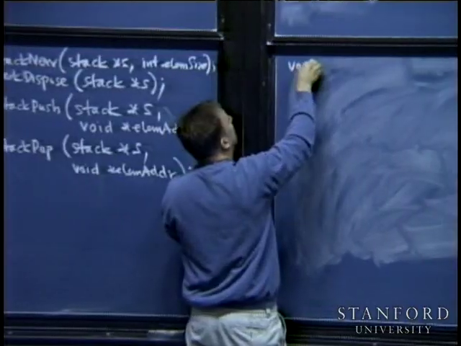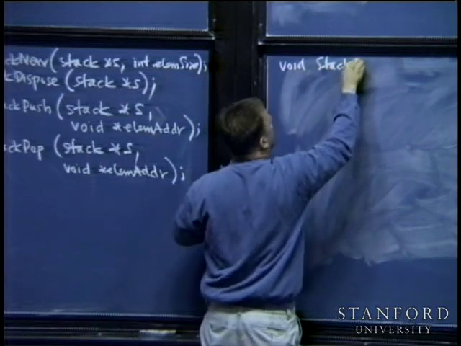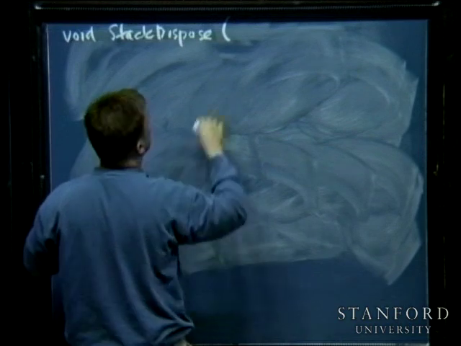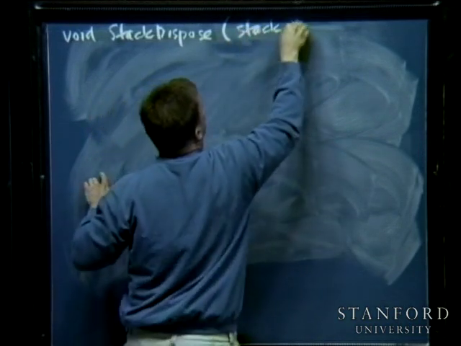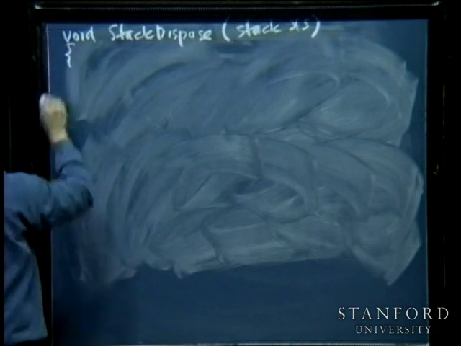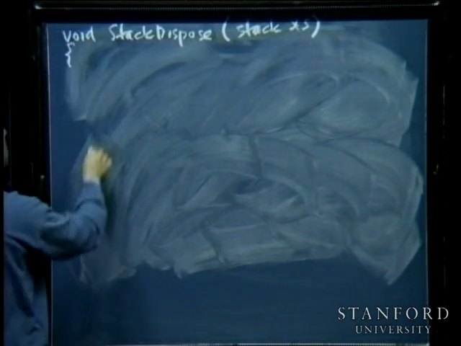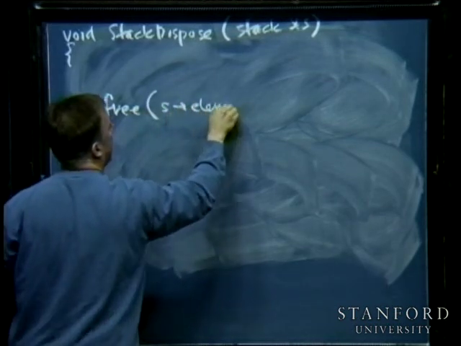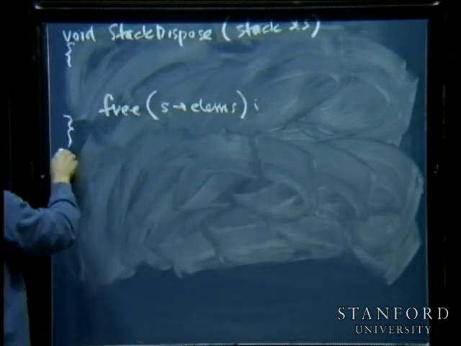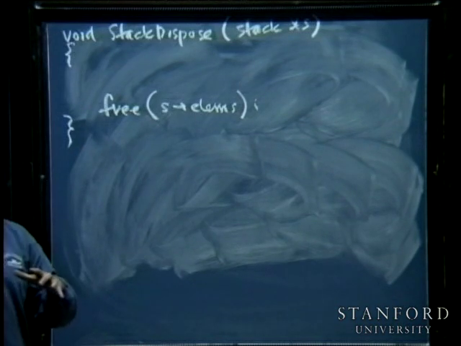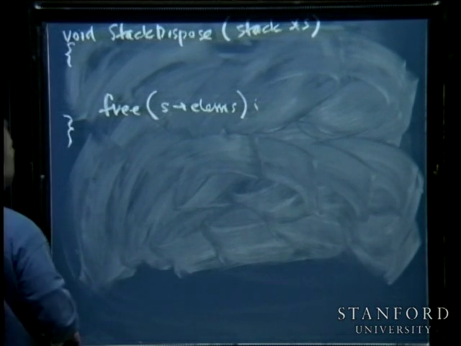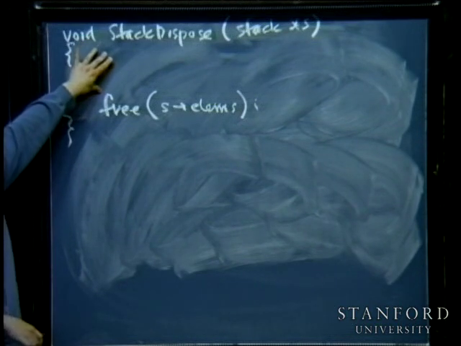As far as stack dispose is concerned, stack star S. This is incomplete, but it's complete for the moment given what I've talked about. I just want to go ahead and free S arrow elems and not concern myself yet with the fact that the actual material stored inside the blob might be really complicated. Just for the moment, think ints and doubles and plain characters. But the fact that I'm leaving space there adumbrates that this will change soon.